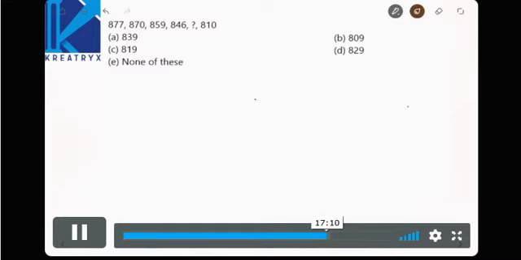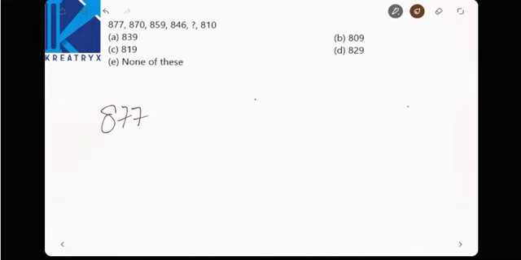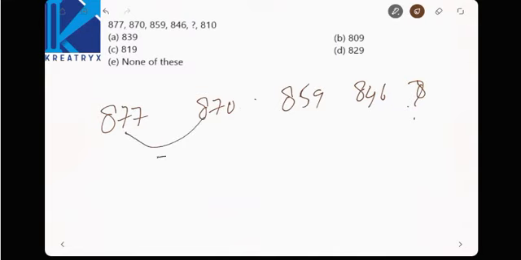Next, see here the numbers are 877, 870, 859, 846, the question mark, and the remaining number is 810. Now what is the difference between 877 and 870? This is equal to 7. Now 870 minus 859 will lead you to 11. Yes. 859 minus 846 is 13.